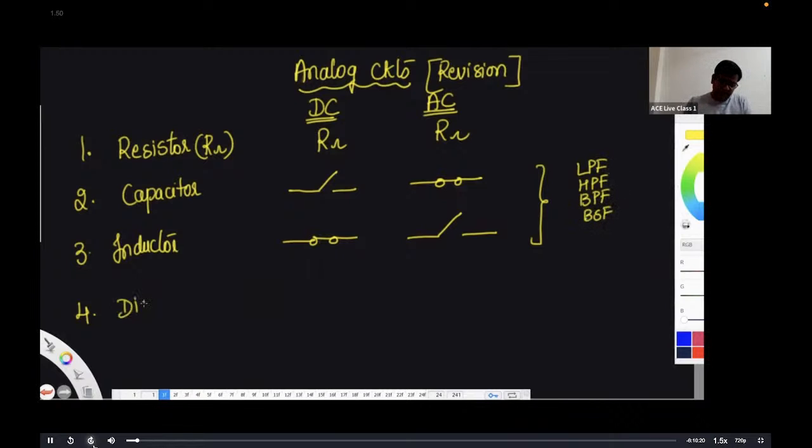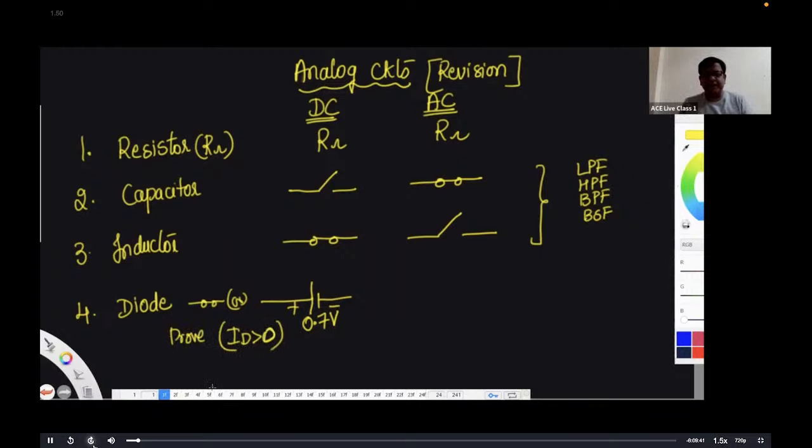Then comes the diode. If the diode is ideal, the circuit model is short circuit. Otherwise, you can replace the diode with an open with 0.7 volts if the examiner gives, right? Otherwise, you can replace the diode by short and start doing DC analysis. But when you replace this by short, 0.7 volts or short circuit, how do you know the diode is on? You have to prove that the current flowing through the diode is positive. If the current flowing through the diode is positive, then it is valid.